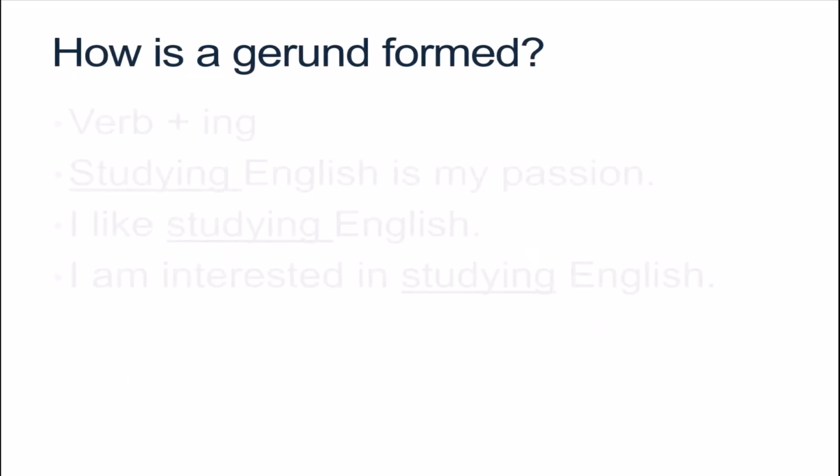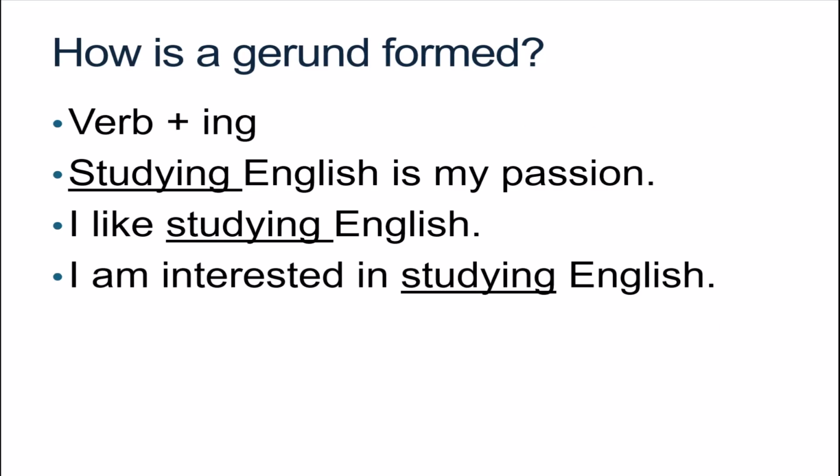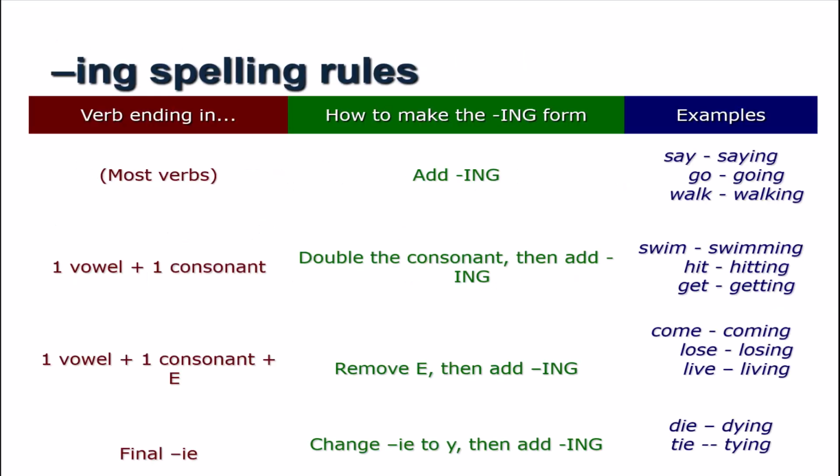How is a gerund formed? A gerund is a verb with ing. Studying English is my passion. I like studying English. I am interested in studying English. Here are the spelling rules if you need to pause and review for adding ing onto any verb.